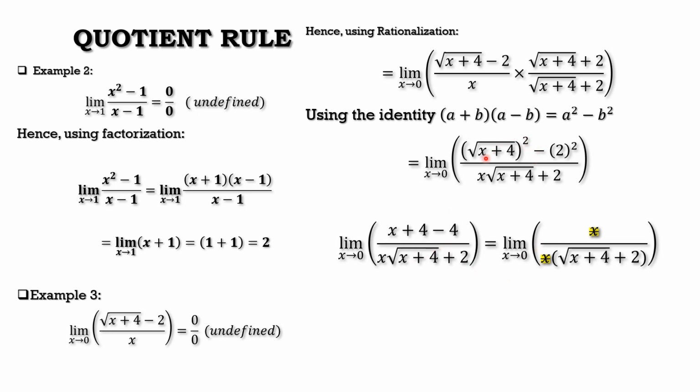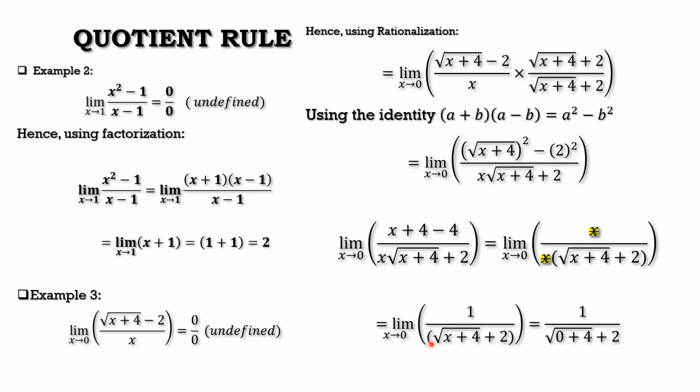The square will cancel the square root, and 2 squared will give us 4. So the square root is off the expression. Then x plus 4 minus 4 will be x, so here we are going to get x. Then remember, x is also down here when you multiply the denominators. So here the x and the x will cancel, and our result will be 1 divided by the square root of x plus 4, plus 2.